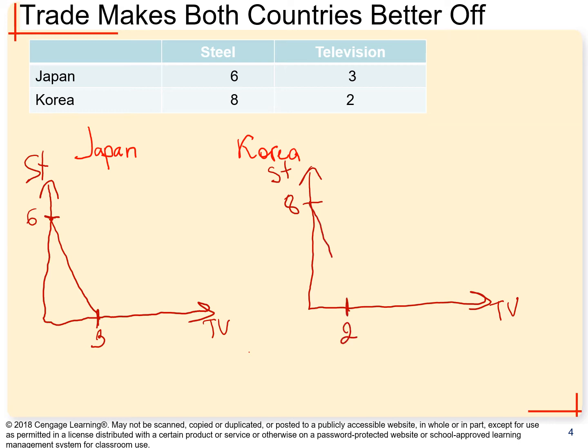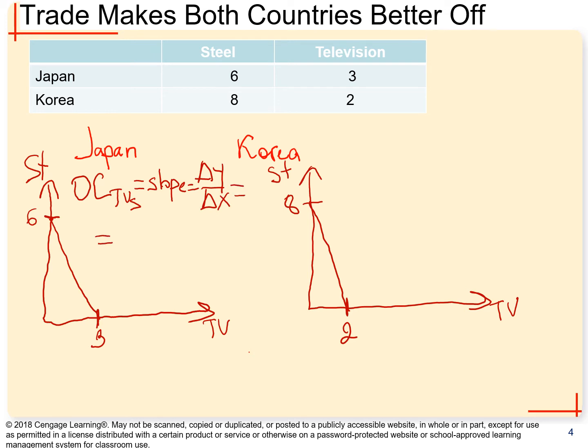I'm going to connect these dots, and it's very easy and simple. This is our production possibilities frontier. Next step in our analysis is we will find the opportunity cost for Japan for TVs. In order to find our opportunity cost, we can use the slope formula. The slope formula is equal to delta y over delta x.